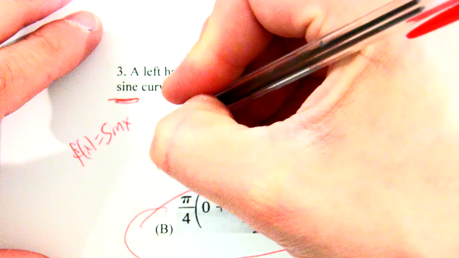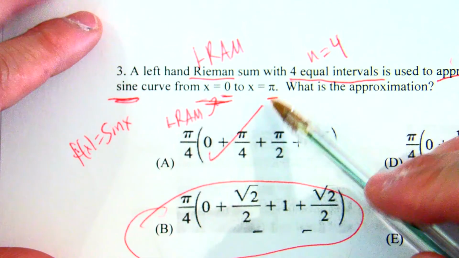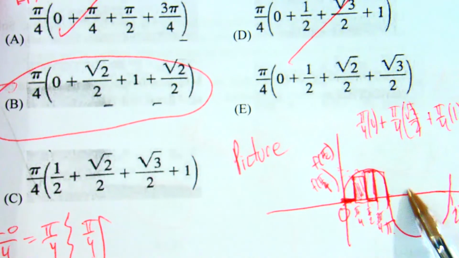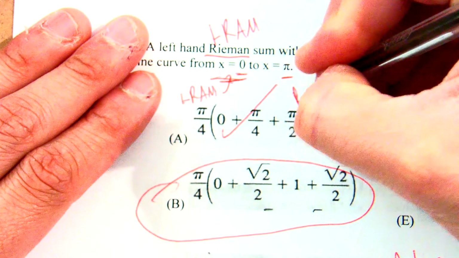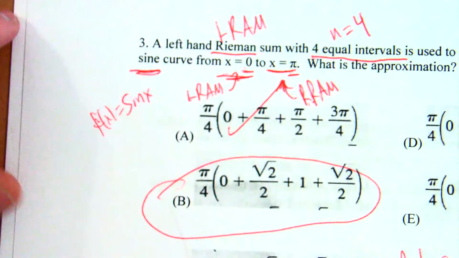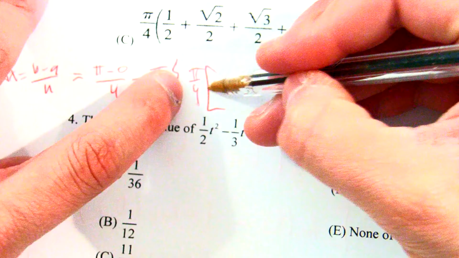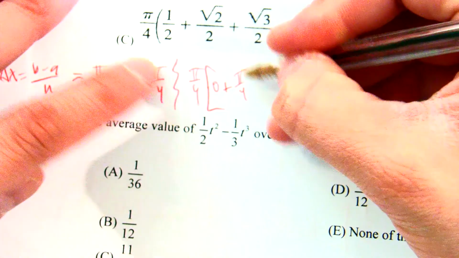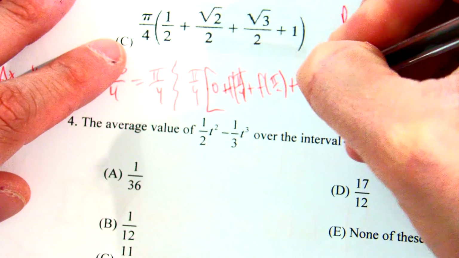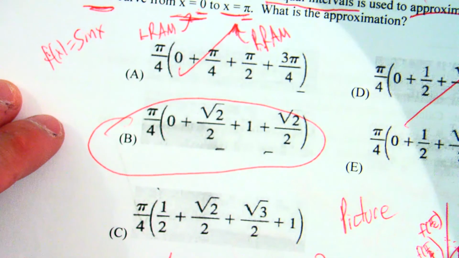So if you're doing LRAM, you would use the first one and not the last one. Because did we plug pi into our function? No. But for RRAM, you would use the last piece, but you wouldn't use the first one. And then you would keep adding delta x like Edgar did. So it would be f of 0, plus f of pi over 4, plus f of pi over 2, plus f of 3 pi over 4, and that's it. Alright, and we're done.